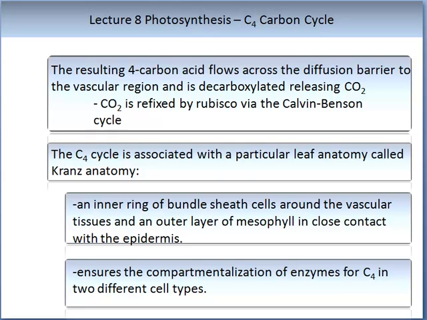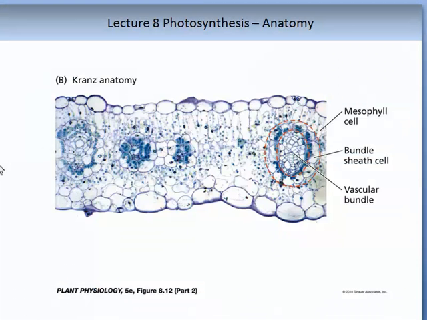The C4 cycle is associated with a particular leaf anatomy, and this is called the Kranz anatomy. An inner ring of bundle sheath cells around the vascular tissue and an outer layer of mesophyll in close contact with the epidermis describes this anatomy. This anatomy enables the compartmentalization of enzymes for C4 in two different types of cells. So, as in many things in plant physiology, the structure is very linked to the mechanism.